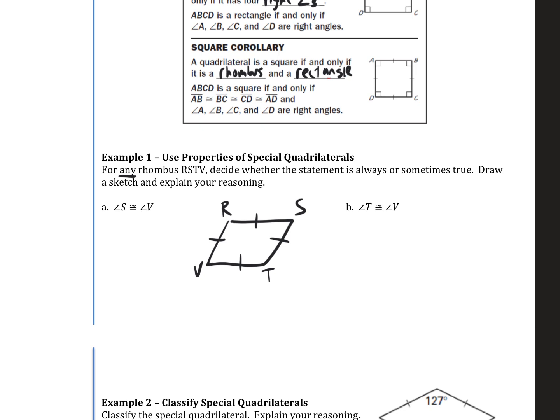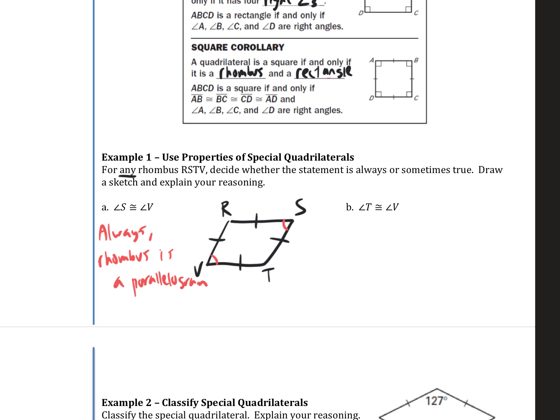So let's look at this here, okay? We have angle S congruent to angle V. Well, we know that a rhombus is a parallelogram, and what do we know about the opposite angles of parallelograms? They're going to be congruent, right? So this is going to be always. The reason why is a rhombus is a parallelogram.